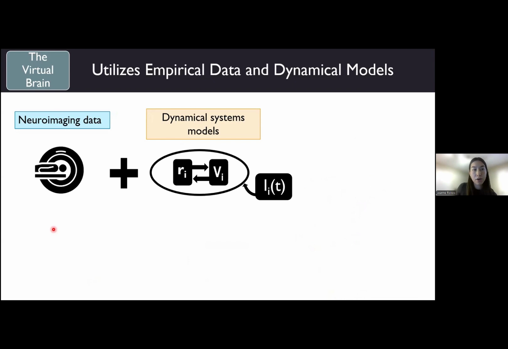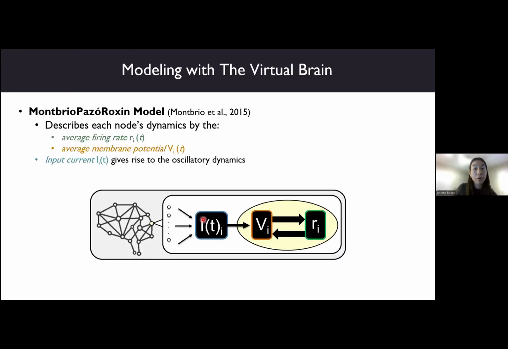Now that we have our structural connectivity data that's input into TVB, we also need to specify an appropriate dynamical systems model. For our work, the Montbrió neural mass model was used to describe the dynamics of each node, or each region of the brain that we're interested in. It describes each node's dynamics by the average firing rate and average membrane potential variables, R and V. And then we also have this input current I that gives rise to the oscillatory dynamics of a node, where the firing rate of other nodes is weighted by the structural connectivity edges.